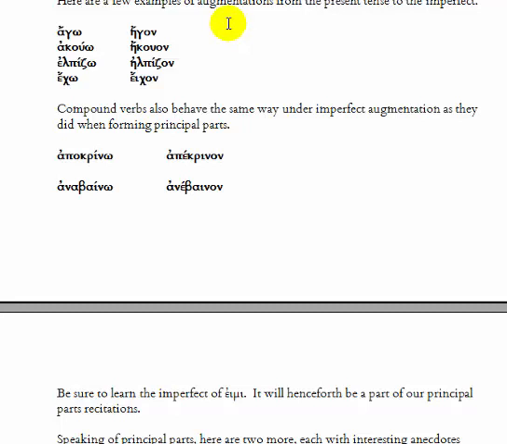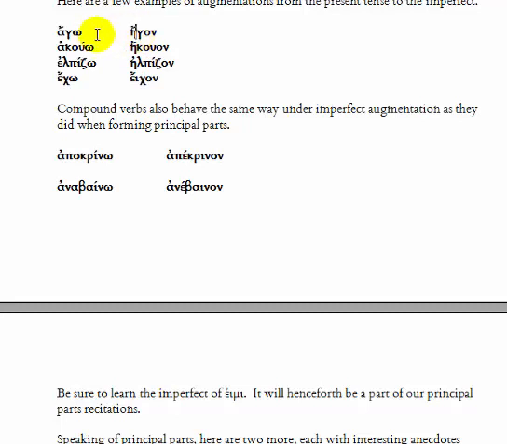Now notice with verbs that begin with vowels, the augment takes place a little bit differently. We've seen this already with principal parts, where you have, for instance, akouo, akouso, ekousa. To augment there, you don't just have the epsilon, which you would if it began with a consonant. You basically elongate the vowel instead of augmenting it. Same thing here with the imperfect.